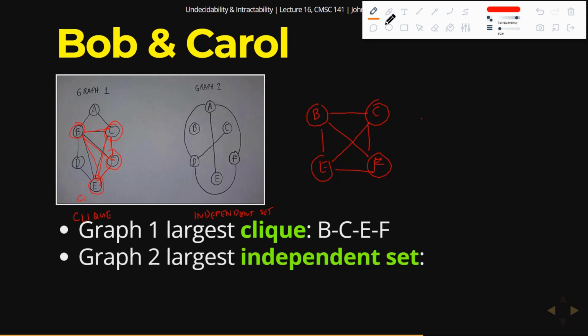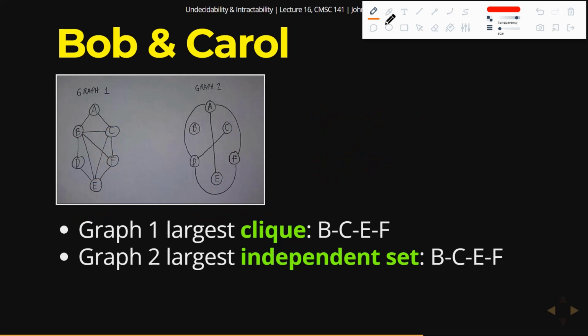Now, how about the largest independent set in graph 2? Okay, the largest independent set in graph 2 is also B, C, E, and F. And that is because B is not connected to C, not connected to E, not connected to F. C is also not connected to B, E, or F. F and E are not connected to each other, nor to B and C. So none of them are connected to each other, right? So they have the same answer.